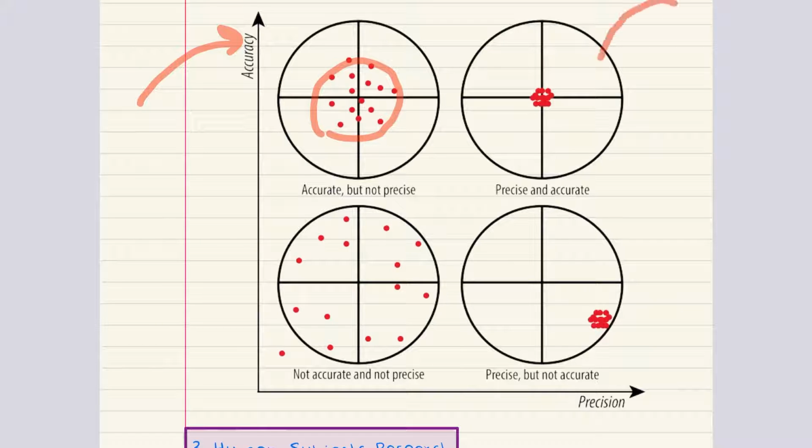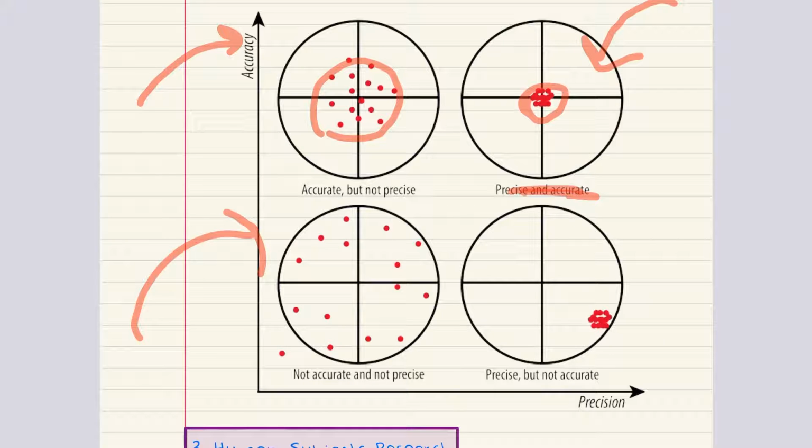The target in the upper right corner represents a scenario where the results are both precise and accurate. So here, the data points are tightly clustered around the bullseye, and this shows both consistency and closeness to the true value. This is the ideal outcome in research.